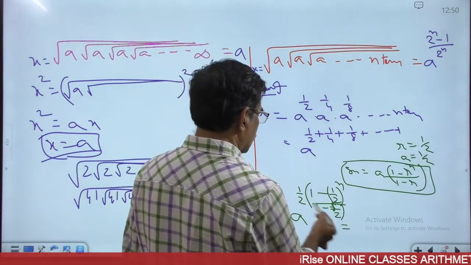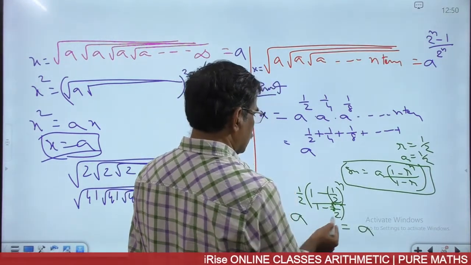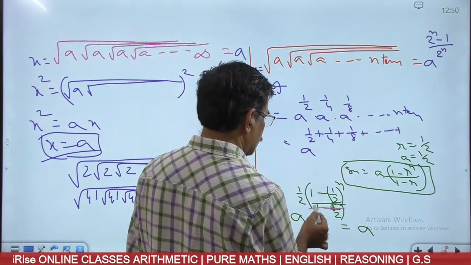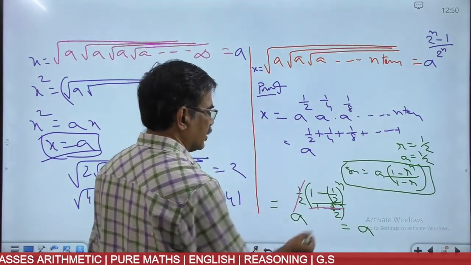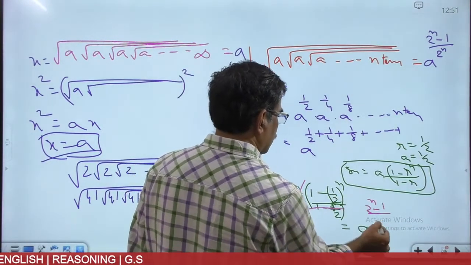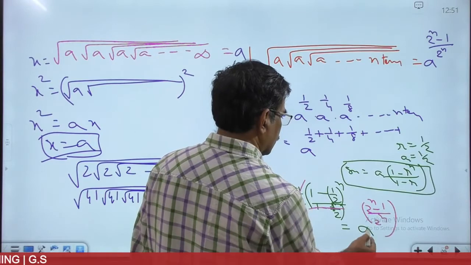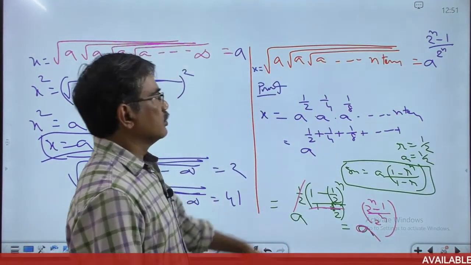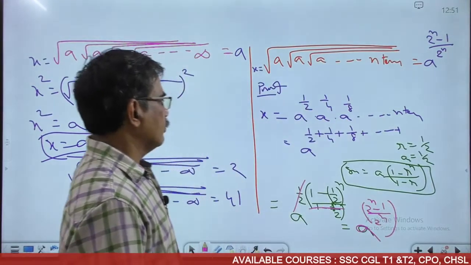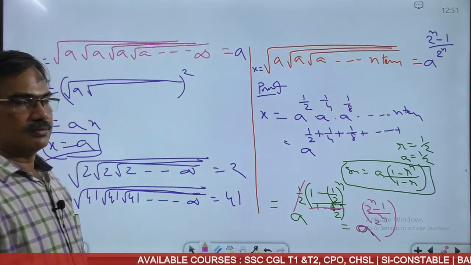Simplify this. This can be written as a power. Here 1 minus 1 by 2, 1 minus 1 by 2 gets cancelled. This one and this one get cancelled. This is 2 power n minus 1 by 2 power n. So this is a power 2 power n minus 1 by 2 power n, if only n terms are given.